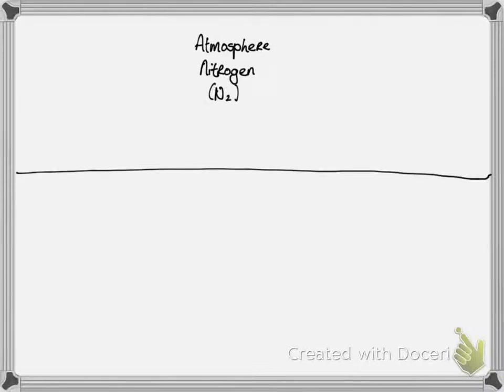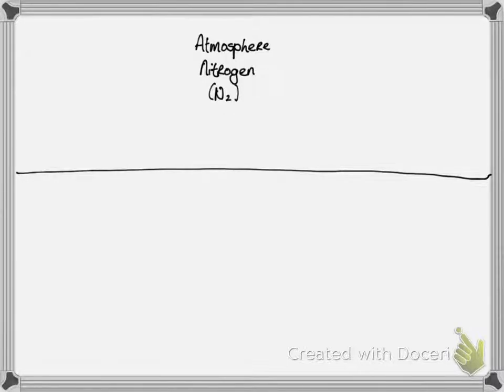In this video, we are going to look at the nitrogen cycle. So firstly, we're going to talk about atmospheric nitrogen. Atmospheric nitrogen makes up a huge part of our atmosphere. However, it's in the form of N2, and N2 is really unreactive and therefore cannot be taken in directly by plants and animals.